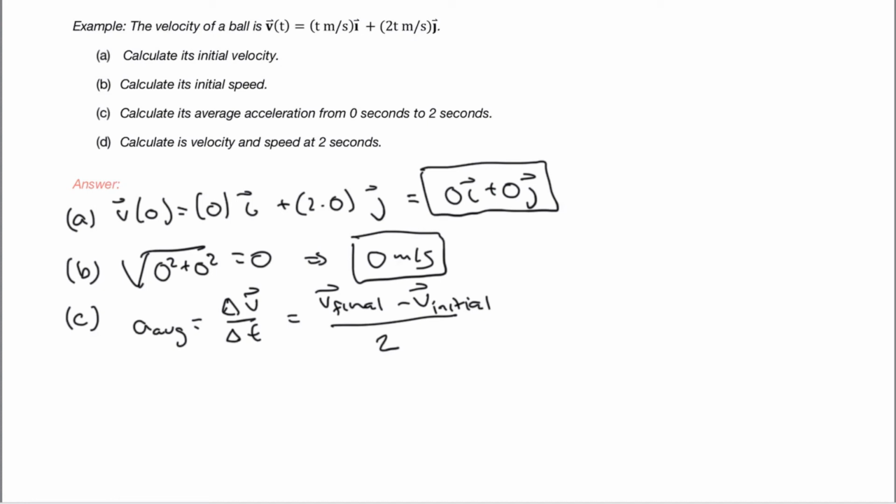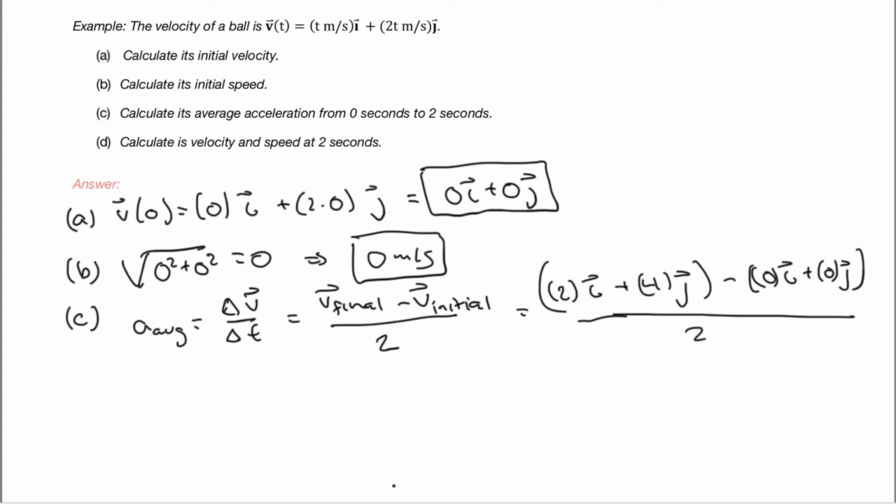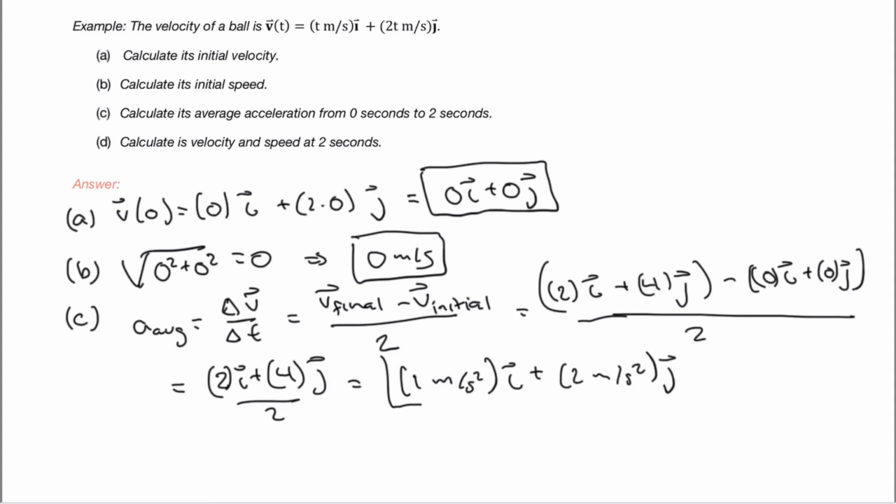And again, now we need to plug in the final velocity, which was at 2 seconds, and we do that by using our formula. So we plug in t equals 2 to get 2 for the x component, and we plug in t equals 2 to get 2 times 2 is 4 for the y. We then subtract off our initial velocity, which was 0 for the i and 0 for the j, and divide by the time. Simplifying this, we get 2i plus 4j over 2, which simplifies to 1 meter per second squared i plus 2 meters per second squared j. And I hope you can realize that all we really did was to find the average acceleration in the x direction and the average acceleration in the y direction and put them together as components of a vector.